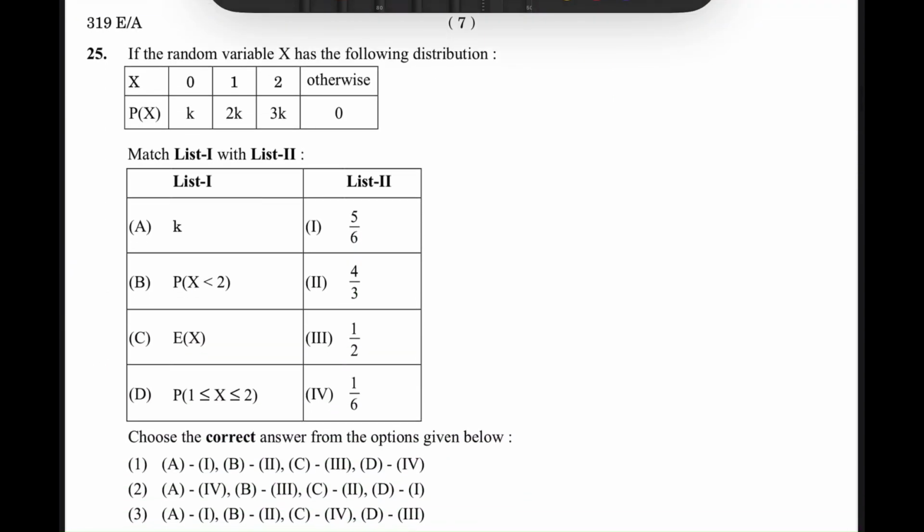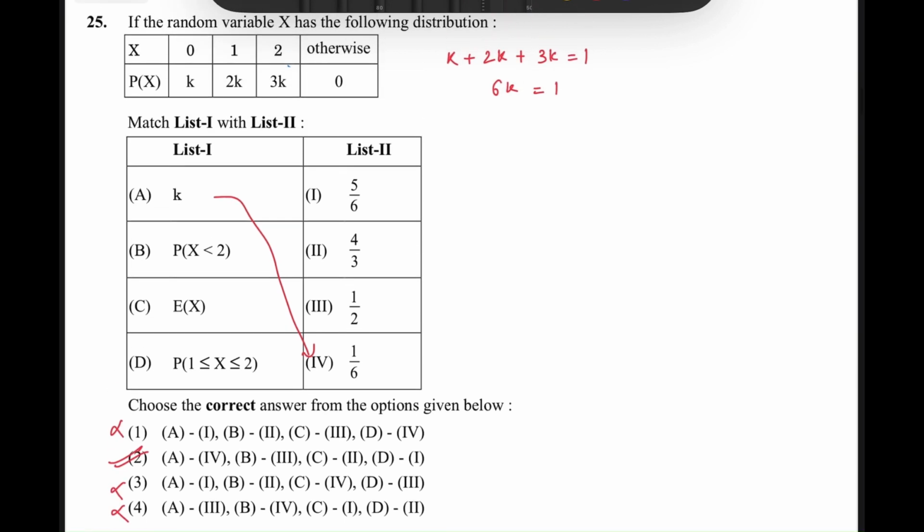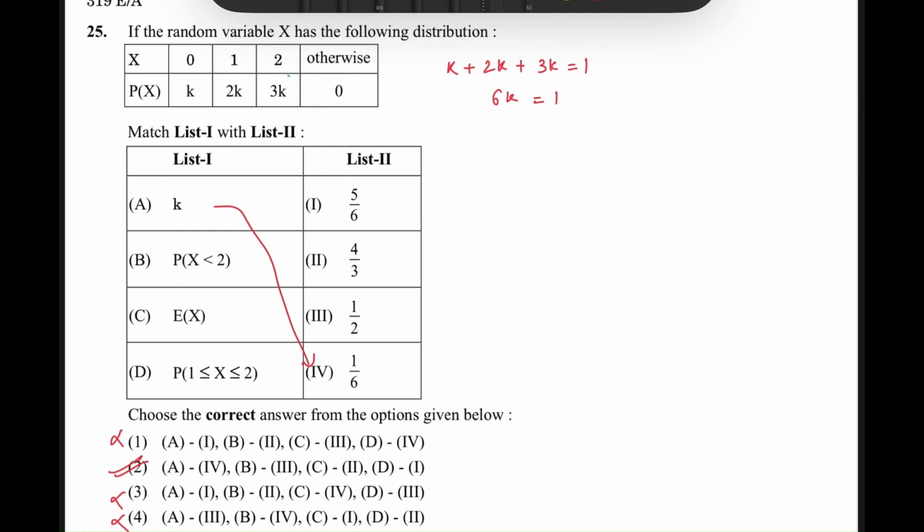Next, move to question number 25. You have a random variable, you have the probabilities. Okay, so x and p of x, the sum of probabilities should be 1. So let's quickly do this. So k plus 2k plus 3k should be 1. Sum of probabilities is always 1, so that means 6k equals 1 and k equals 1 by 6. So k matches with 4. Okay, so a matches with 4. This is the only option where a is matching with 4. Rest all of them are incorrect. Okay, so we can simply take one option and then move ahead.